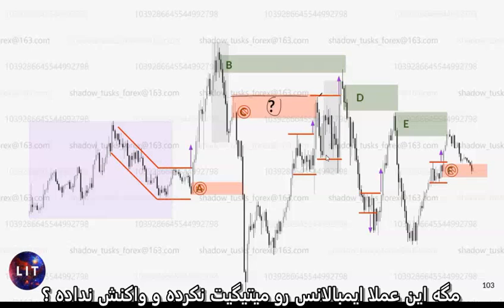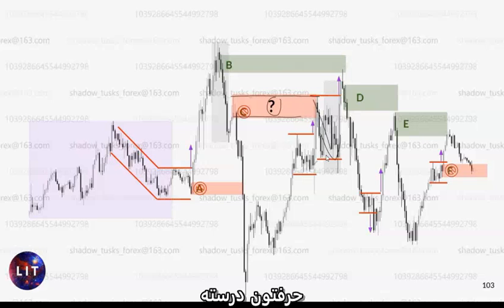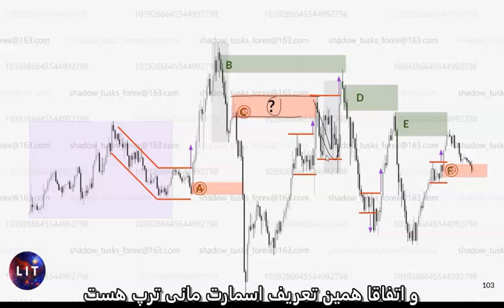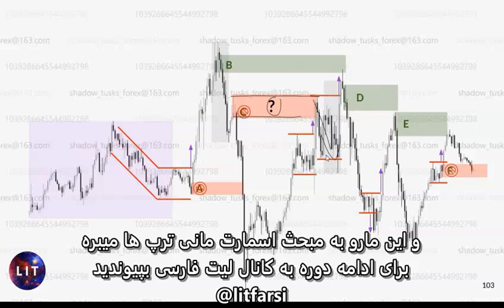So if you think about, for example, what about this one? Did that not technically mitigate in here and give like a reaction? It did, and that's literally the definition of a smart money trap. And that leads us to bring into, of course, smart money traps.